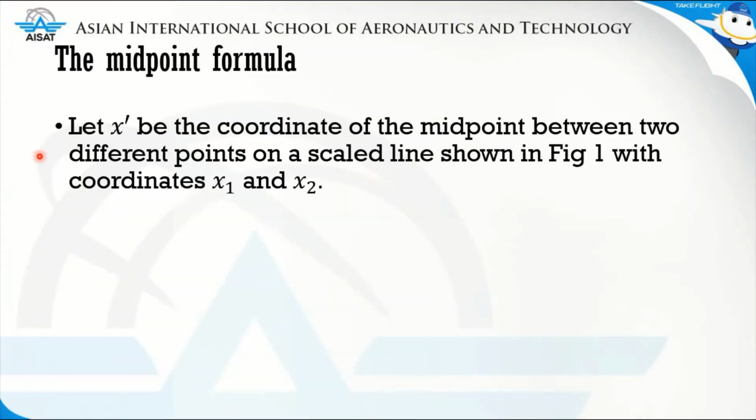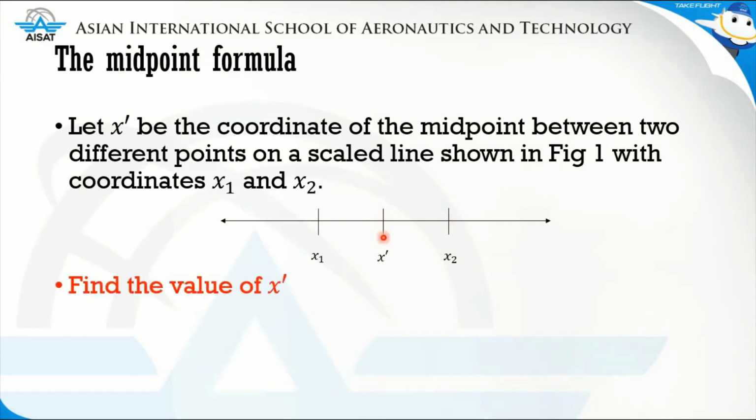Now let's try to analyze this. Let x prime be the coordinate of the midpoint between two different points on a scaled line, which will be shown in the figure below, with coordinates x sub 1 and x sub 2. So we have x sub 1, we have x sub 2, and in the middle we can find x prime. Find the value of x prime.